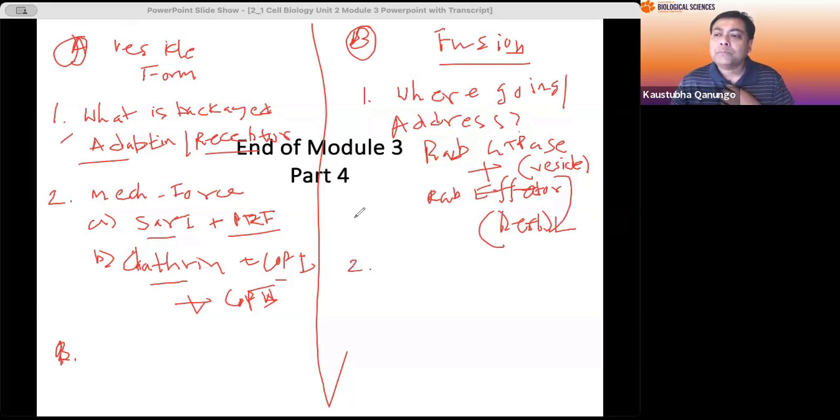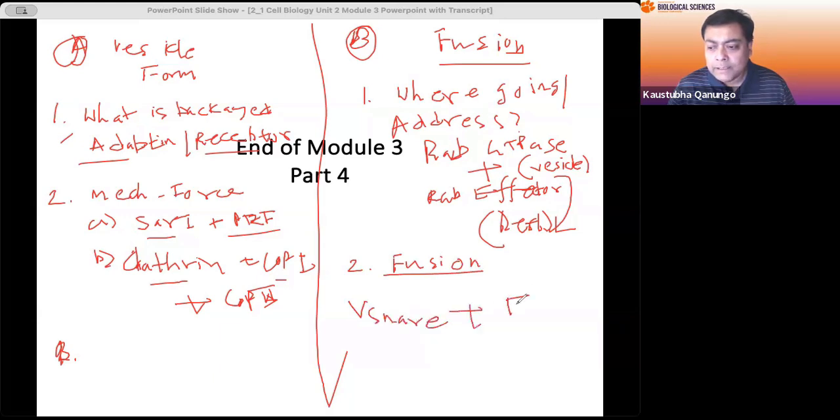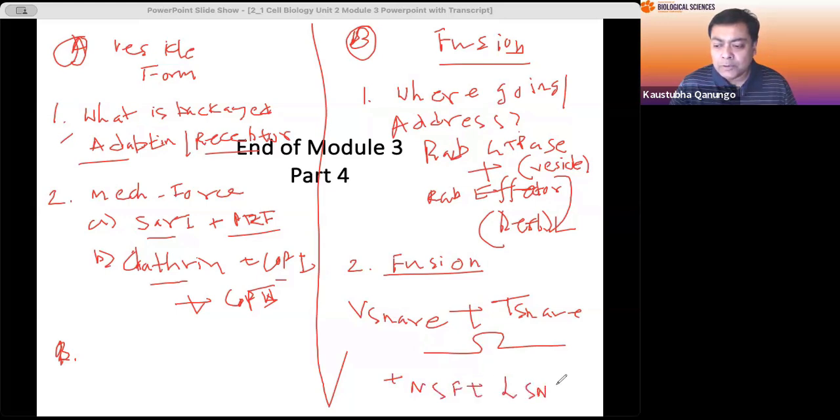Number two, the second part is the vesicle fusion. How the vesicle is fused is through the V-SNARE plus T-SNARE. They coil around each other and pull the vesicle down to fuse it. And then ultimately the NSF plus alpha-SNAP recycle the V-SNARE and T-SNARE back with the help of ATP. So this is the entire process.